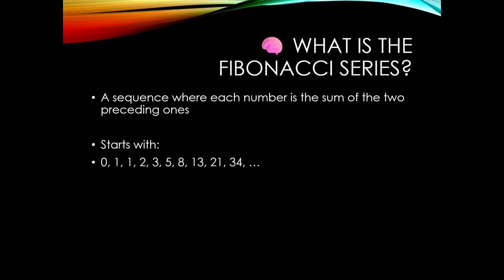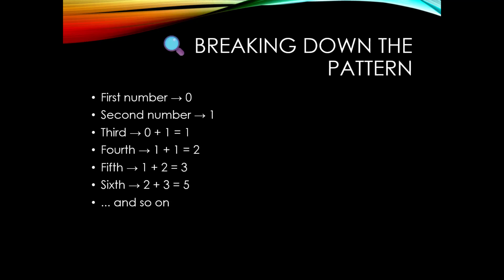0, 1, then 2, 3, 5, 8, 13 and it goes on. Let's break it down. The first number is 0 and the second number is 1. The third number, it will be 0 plus 1, which is 1 again. The fourth number is 1 plus 1, which are the two preceding numbers, equals 2. Next, 1 plus 2 equals 3, and so on.